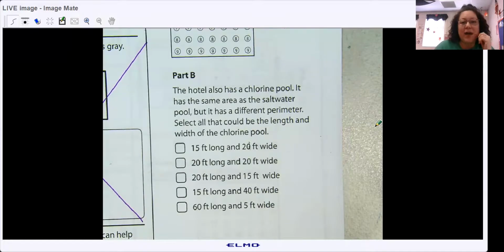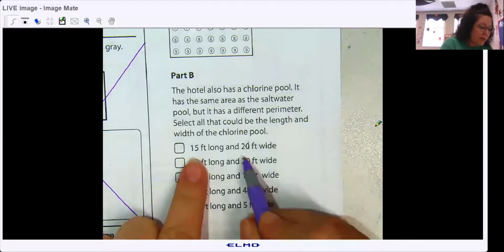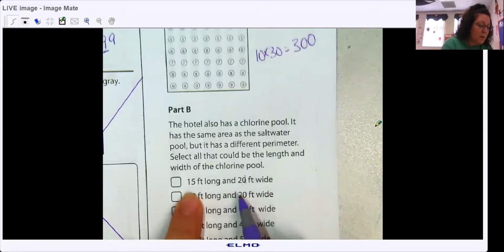The hotel also has a chlorine pool. It has the same area as the saltwater pool, but different perimeter. Select all that could be the length and width of the chlorine pool. Same area. So we are multiplying these two together, right? Okay.